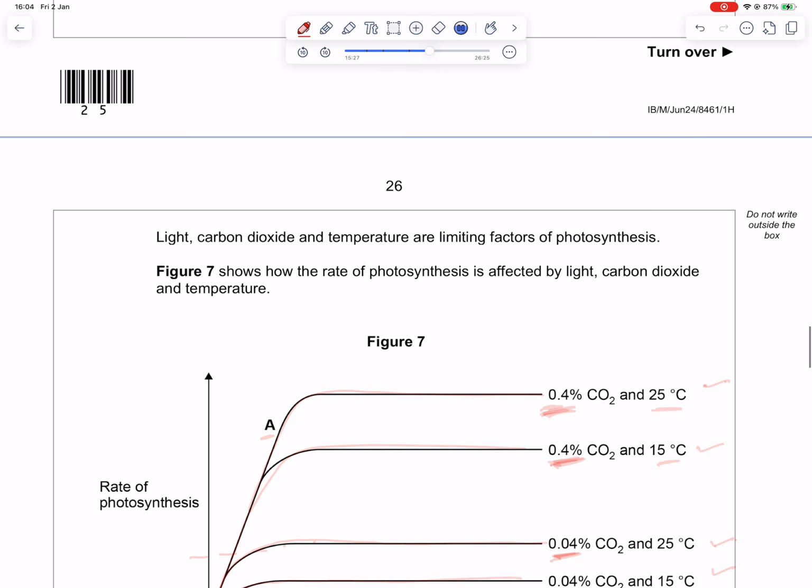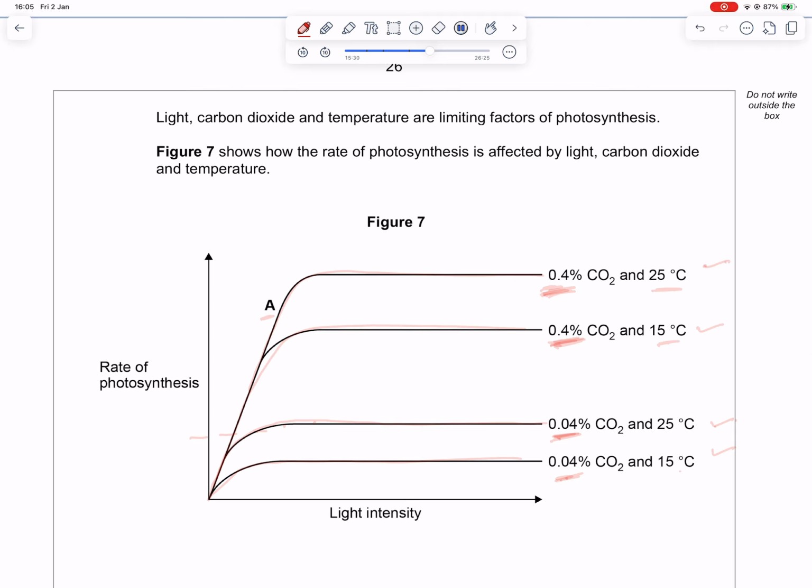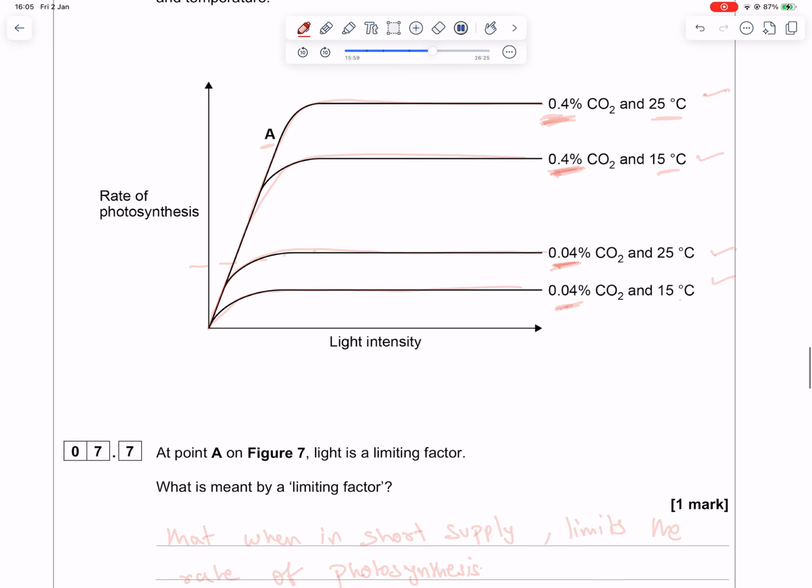Now let's progress on to the next question, which is 7.7. Before going there, let's actually look at the data given for this question. Light, carbon dioxide, and temperature are limiting factors of photosynthesis. Figure 7 is showing how the rate of photosynthesis is affected by light, carbon dioxide, and temperature. Here, as you can see, they've given us a graph in which we've got our y-axis as rate of photosynthesis and the light intensity on the x-axis.